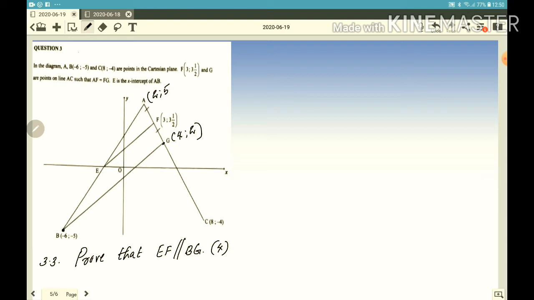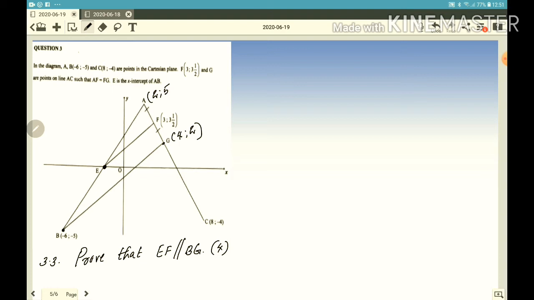But the point E, we don't know at this stage. Can you find the point E? We can find it under normal situation. We can find it because E is the x-intercept of AB, right? So find the equation of AB, then we can find the x-intercept of AB. Here it is just a coincidence that the midpoint of AB is going to be E. But let us go with the normal method.